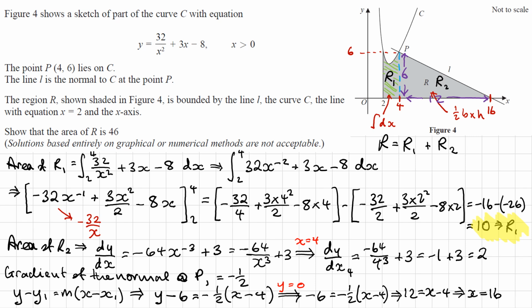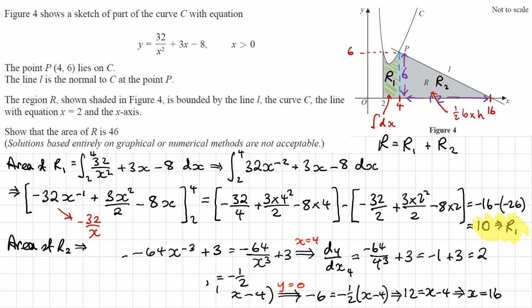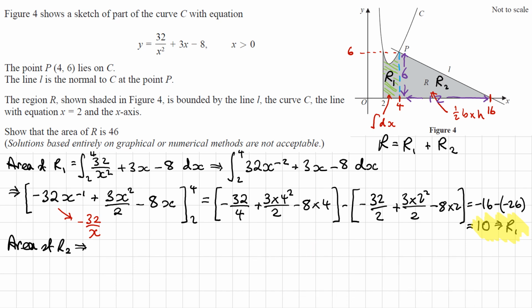So let's just clear some of this here. Now what I can do is write down my working for the area of the triangle now that I have that coordinate. So that will be half times 12 times 6, and that gives me an area of 36. So this is my area of R2.